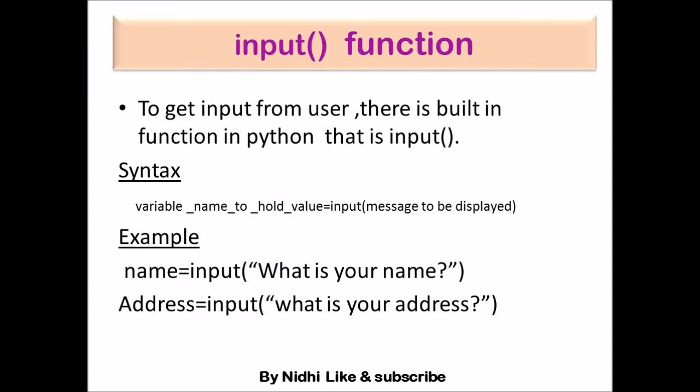Okay, so see here, this is the general syntax of the input method. In that we have a variable name, or any name you can give, then is equal to, then we will write input, which is a keyword or method. Then in brackets, whatever message you want to give to take that input, you can write that.